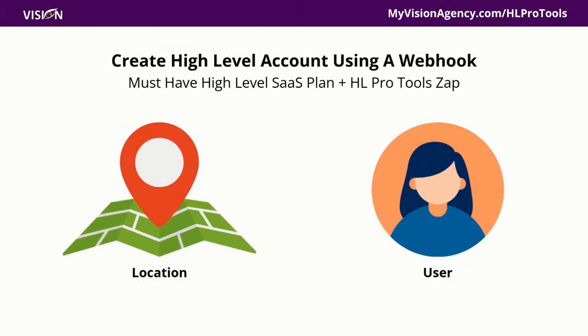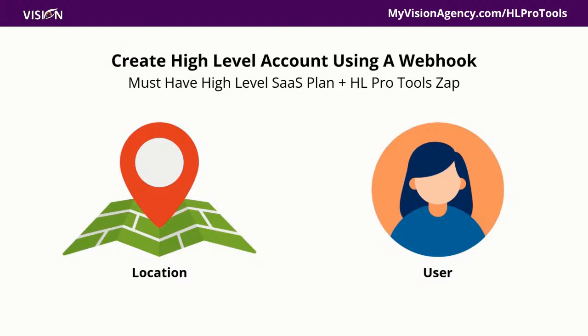Today I'm going to show you how to create a HighLevel account using a webhook. Now, you do need to have the HighLevel SaaS plan to have access to the advanced API. We're not going to be using the SaaS configurator. Instead, we're going to be using the HL Pro Tools Zap inside of Zapier to make this happen.